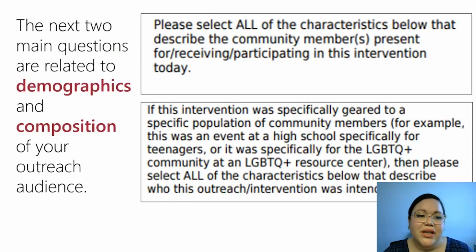Our next two main questions are related to demographics and composition of your outreach audience. Things like the characteristics to describe your community members, as well as whether they belong to a specific population of community members. Both of these lists are very extensive, and you are able to select more than one area. We do ask that you try to select all of the ones that describe the characteristics of your intervention that day, and use your best judgment and understanding of the audience with which you spoke. It also asks if you have met the target audience for which it was intended. Again, this list is very extensive for both of these questions that detail the community member groupings. And you'll be able to select multiple as well as enter in any in case none of these apply.